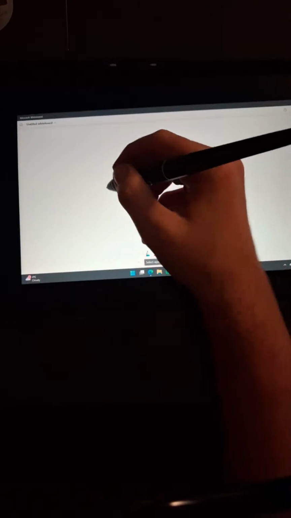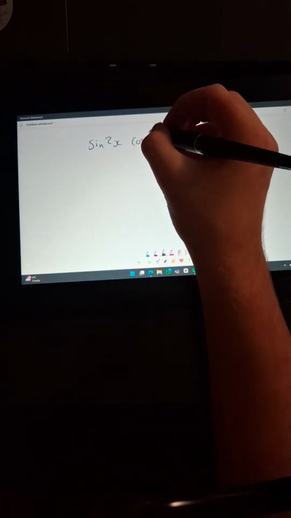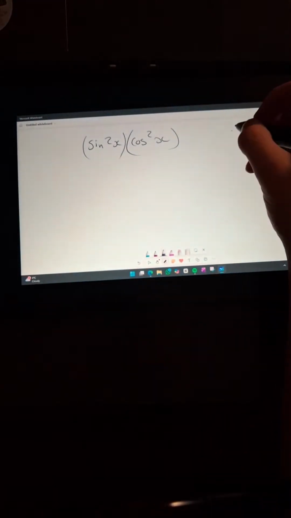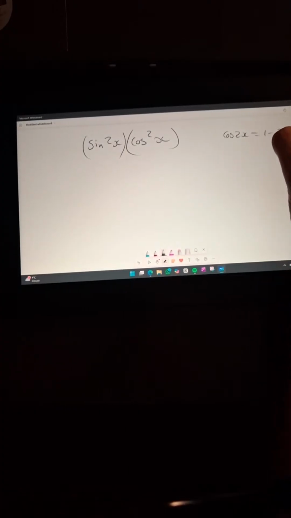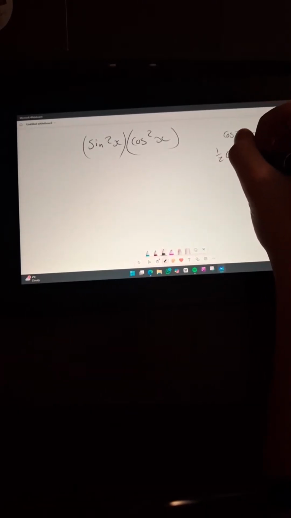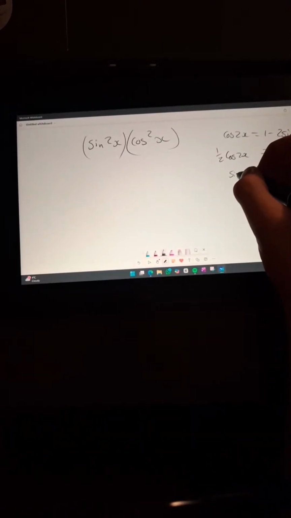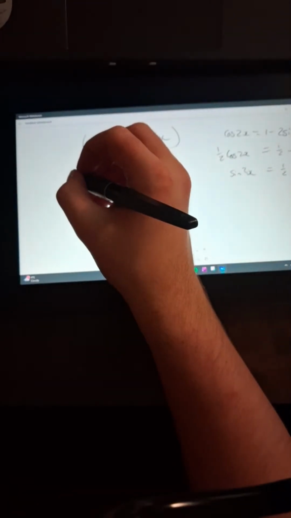Okay, let's go pen out here. So sine squared x cos squared x, and these are timesing each other. Sine squared x is... cos 2x equals 1 minus 2 sine squared x. So half everything, cos 2x, half minus sine squared x. Sine squared x equals half take away half cos 2x.